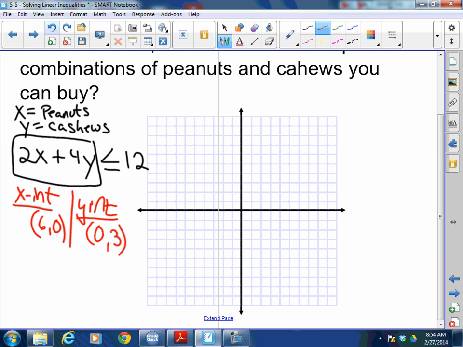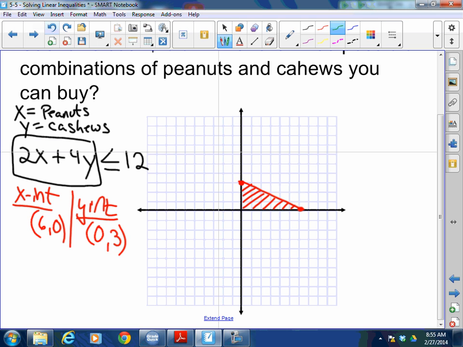So check this out. Boom. And then 1, 2, 3, 4, 5, 6. Boom. Is it going to be dashed or solid? Solid. Am I going to shade above or below? Below. Why am I not going into the negative region? That's right. You can't have negative peanuts or cashews.